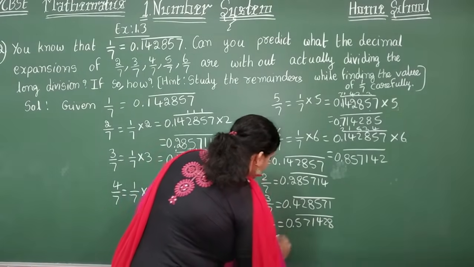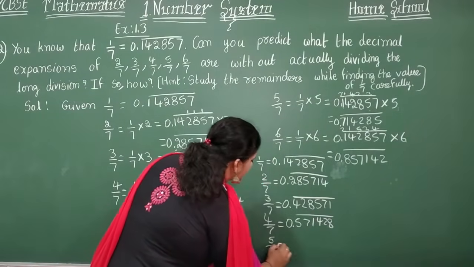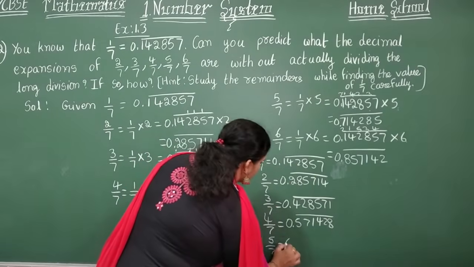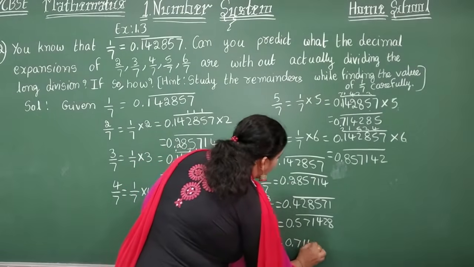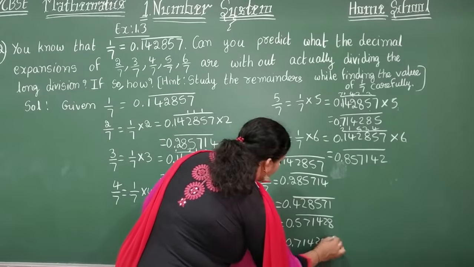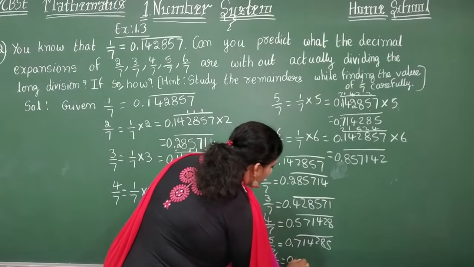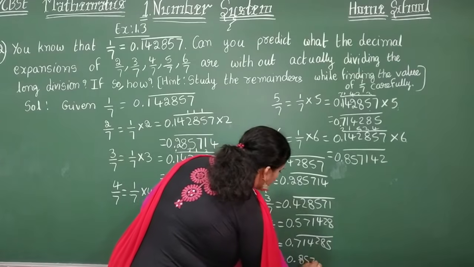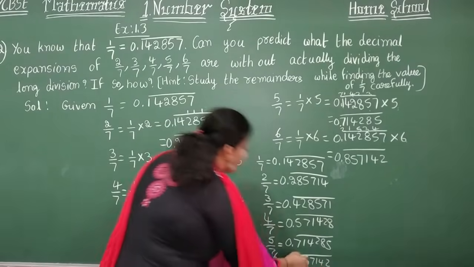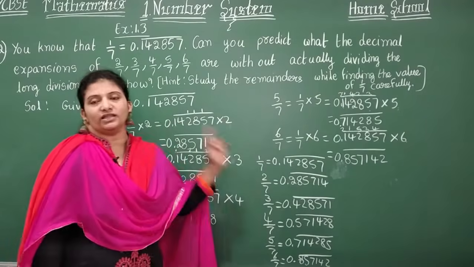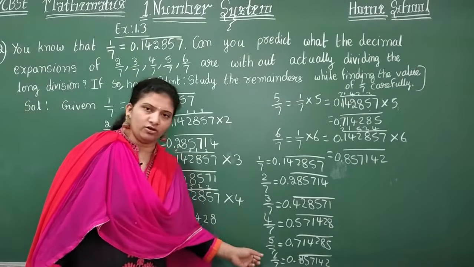0.571428. Finally, 5 by 7 is equal to 0.714285 bar. And 6 by 7 is equal to 0.857142. So observe here, children, what they asked to find. We found all of them.